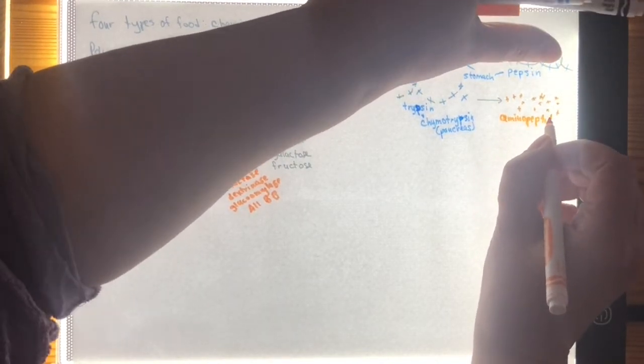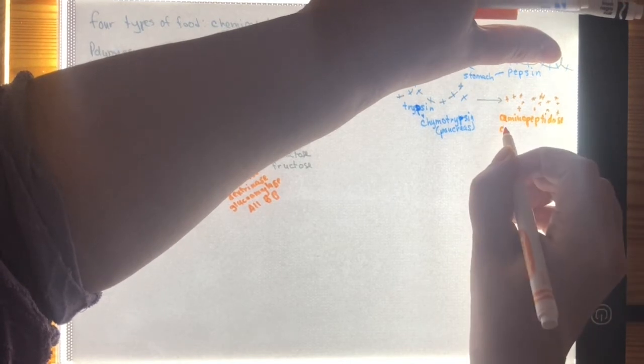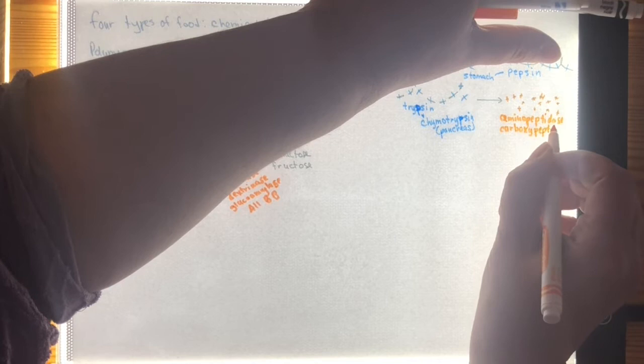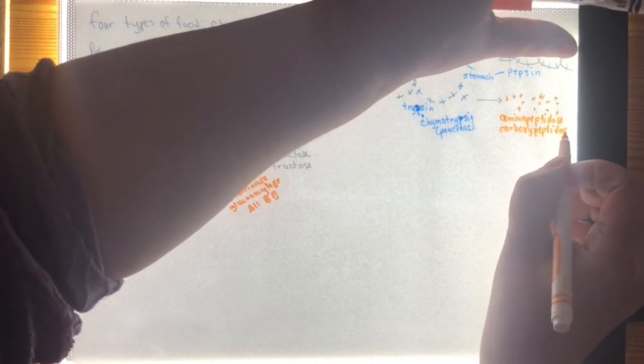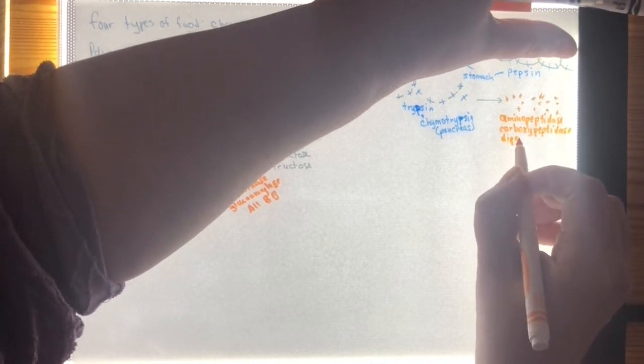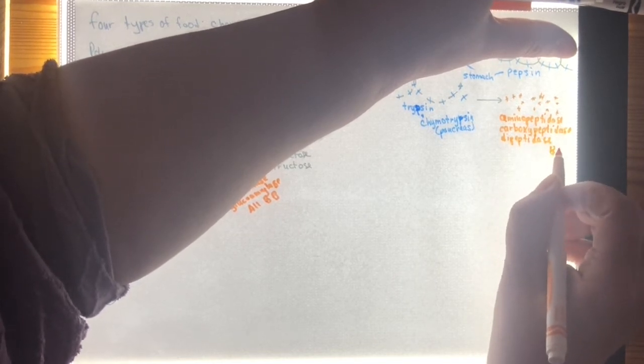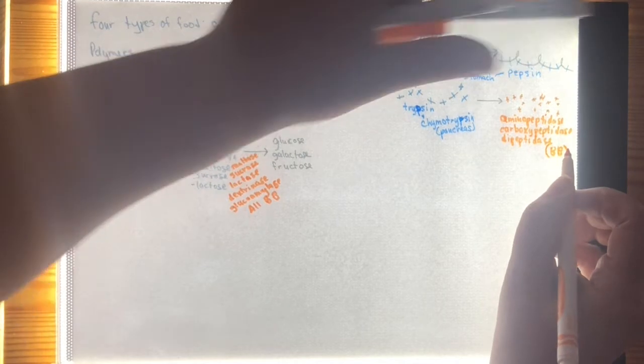So they would be called oligopeptides when they're in smaller pieces. Remember, oligo meaning a small number, somewhere between 3 and 8. Peptide bonds are where you have amino acids attached to each other. So the very last thing that's going to happen is you have these brush border enzymes: aminopeptidase, carboxypeptidase, and dipeptidase.